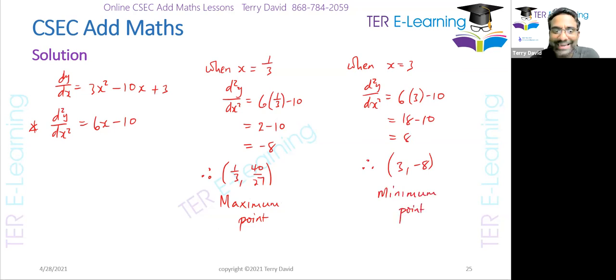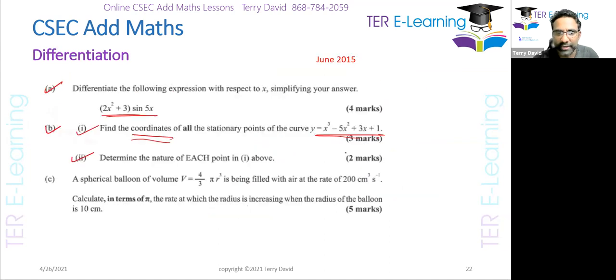So when they ask us for the nature of a stationary point, we have to determine if it's a maximum, minimum, or a point of inflection, right? Though point of inflection is not on your syllabus. So that is part B.